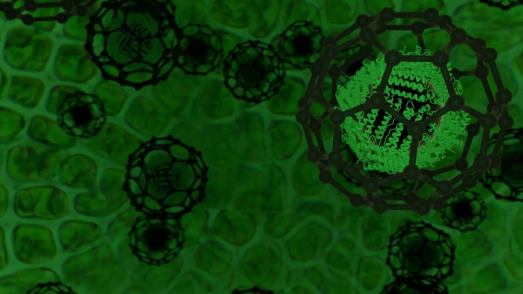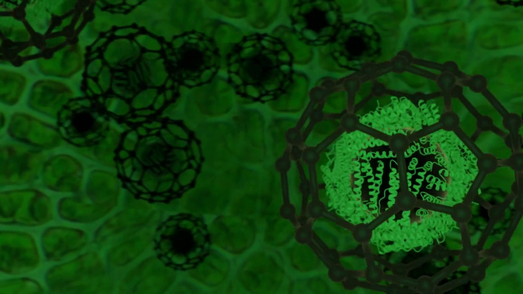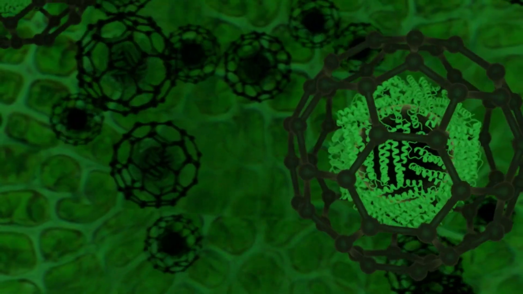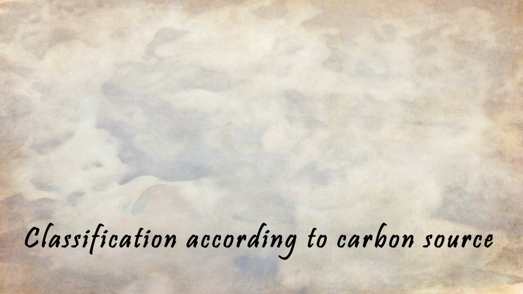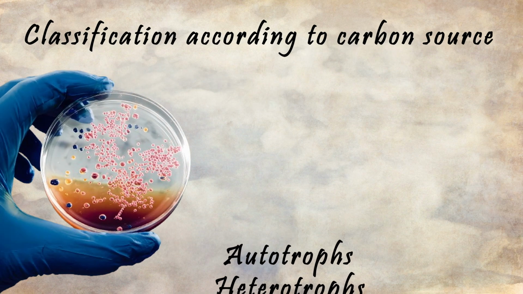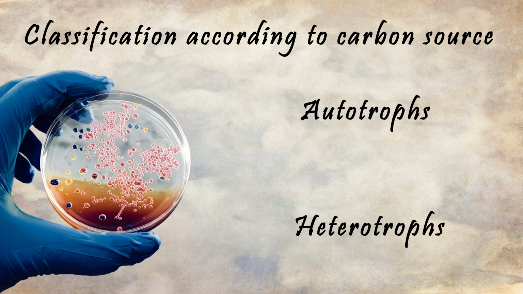First of all, the carbon source. Carbon is the fundamental element for all organic molecules, including structural components such as lipids, proteins, and energy storage. Bacteria are classified based on how they obtain carbon into autotrophs and heterotrophs. Autotrophs utilize inorganic carbon such as carbon dioxide, and heterotrophs utilize organic carbon such as carbohydrates. Most of the pathogenic bacteria are classified as heterotrophs.